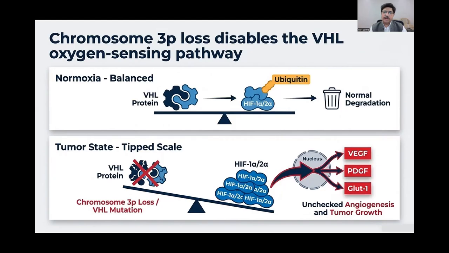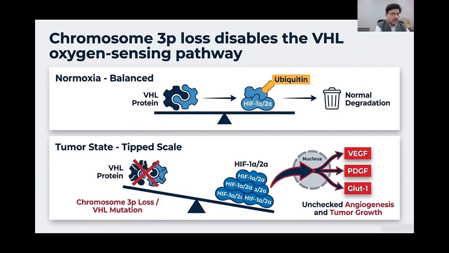They won't keep quiet. They enter the nucleus. There they trigger the growth factors. What are the 3 growth factors? VEGF, PDGF and GLUT1. What are these? They produce angiogenesis, unchecked angiogenesis and tumor replication and growth. See how beautiful the mechanism is.